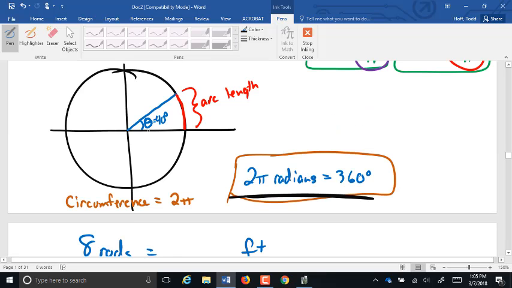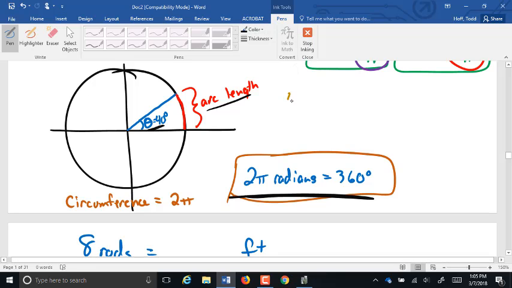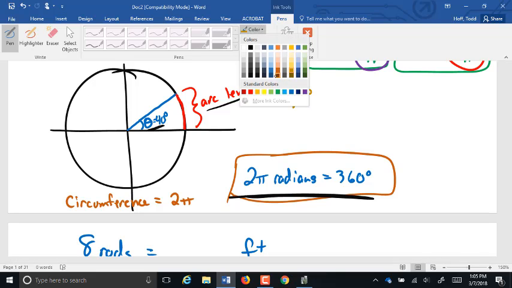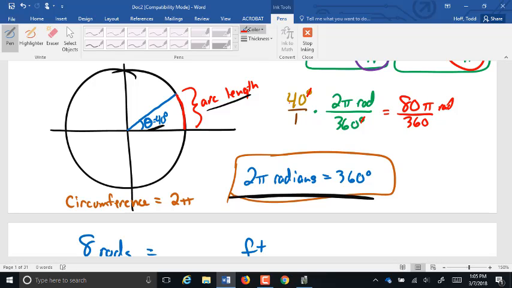We have 40 degrees. We want to know what that is in terms of radians. We do 40 degrees over 1. We're going to convert. 360 degrees go on bottom. Radians go on top. The degrees cancel out. 40 times 2 pi is 80 pi radians over 1 times 360 is 360. And then I can reduce this.